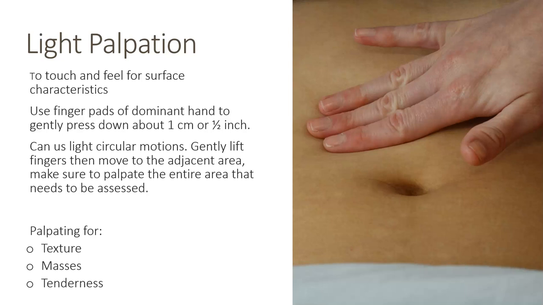Okay, so light palpation. You're touching and feeling the surface for characteristics. Use the finger pads of your dominant hand to gently press down about 1 centimeter or a half an inch. You can use light circular motions with your hands when you're doing this. Gently lift fingers, then move to the adjacent area. Make sure to palpate the entire area that needs to be assessed, so that you're not missing any parts of the area, because then you could miss some abnormalities.